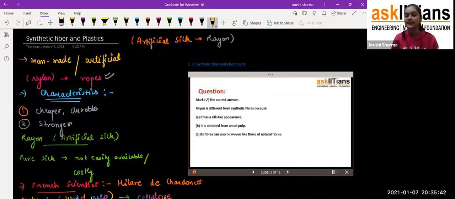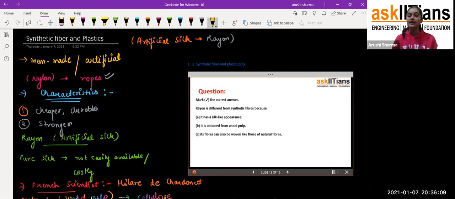Mark the correct answer. Rayon is different from synthetic fiber because it has a silk-like appearance, it is obtained from wood pulp, its fibers can also be woven like those of natural fibers. So why is rayon different from synthetic fiber? I hope you can get the answer for it. Are you getting the answer? It's not that difficult.